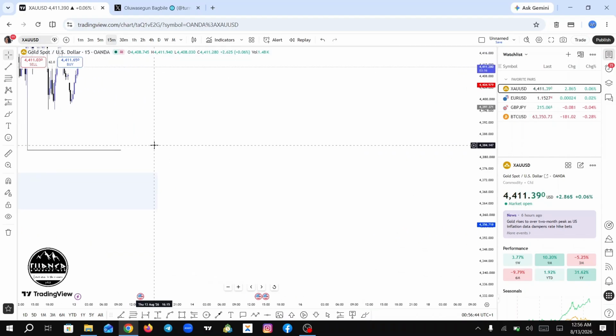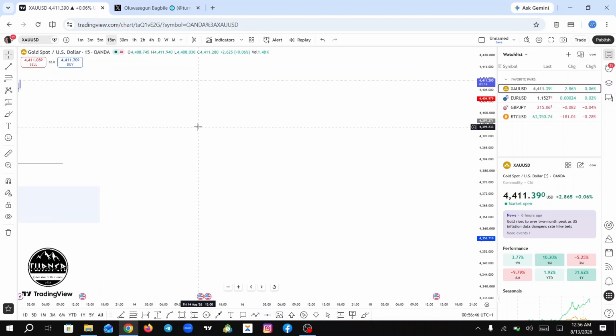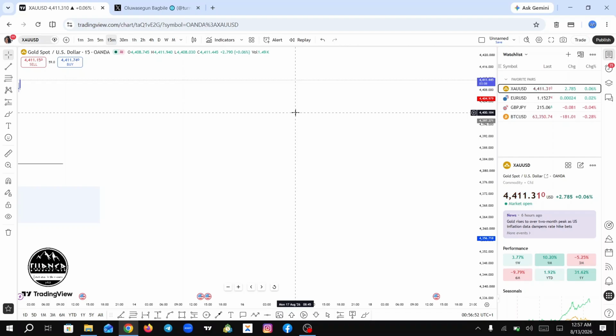Most of the times, SMC traders, or you can say traders that trade market structure and the rest, tend to target external to external, meaning that whenever they take their trade from an external point, they'll be targeting the next external as their take profits.